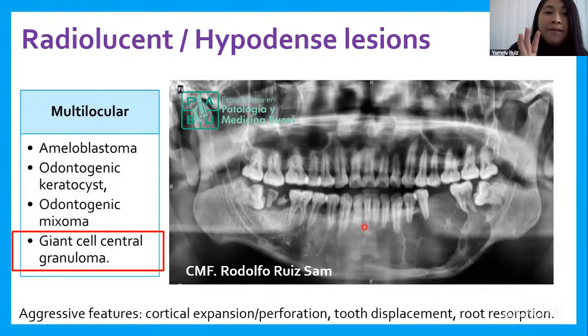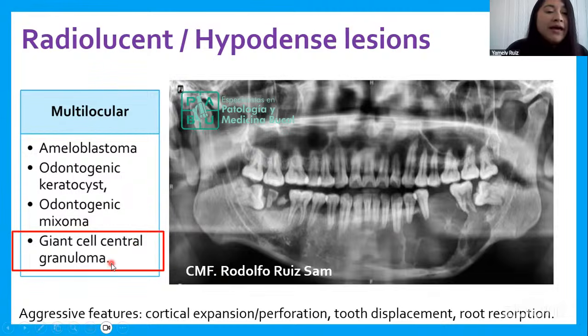And the other one, the giant cell central granuloma, this entity at the beginning could have a unilocular aspect, but when it grows, it could have a multilocular pattern. The pattern that the giant cell central granuloma presents is multilocular with big, medium, or small size of the locules. So it could have the subbubble, honeycomb, or the tennis racket pattern. So this is giant cell central granuloma.